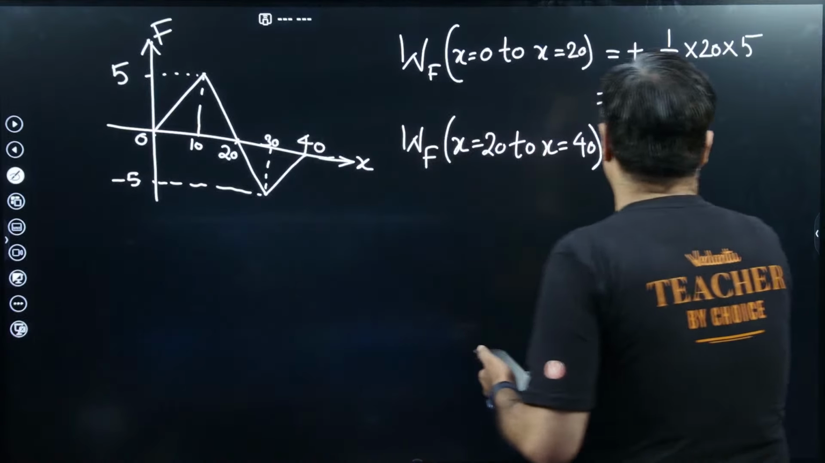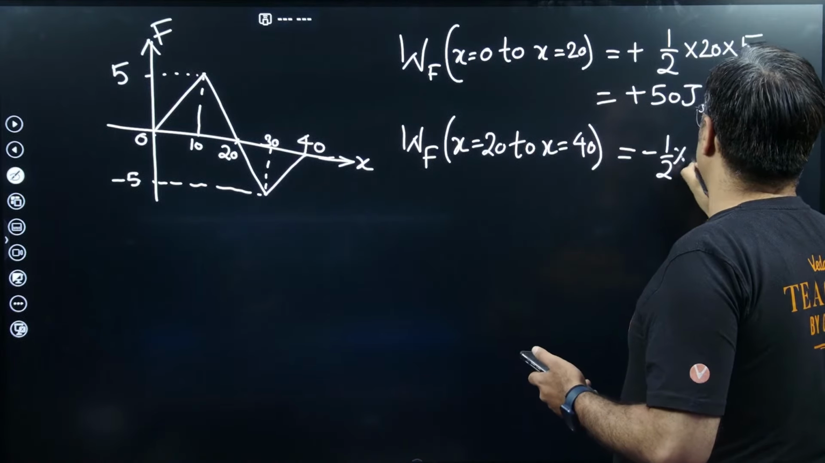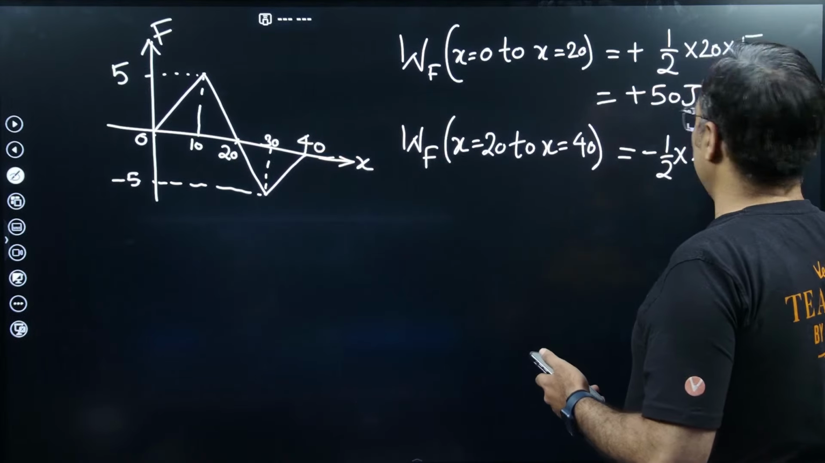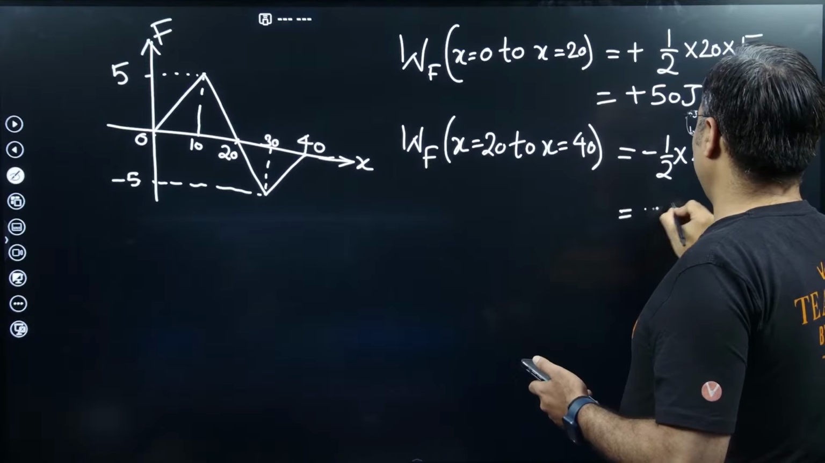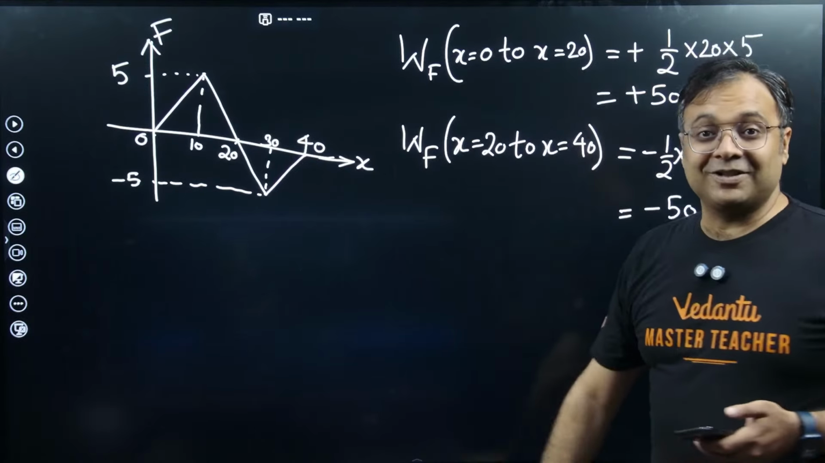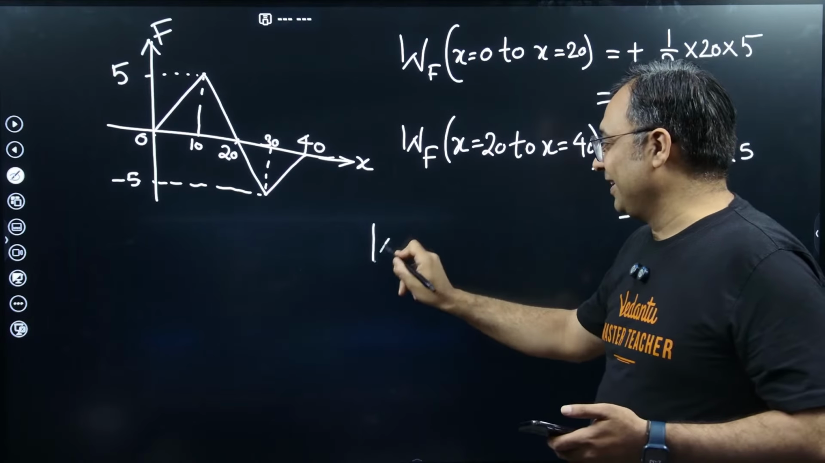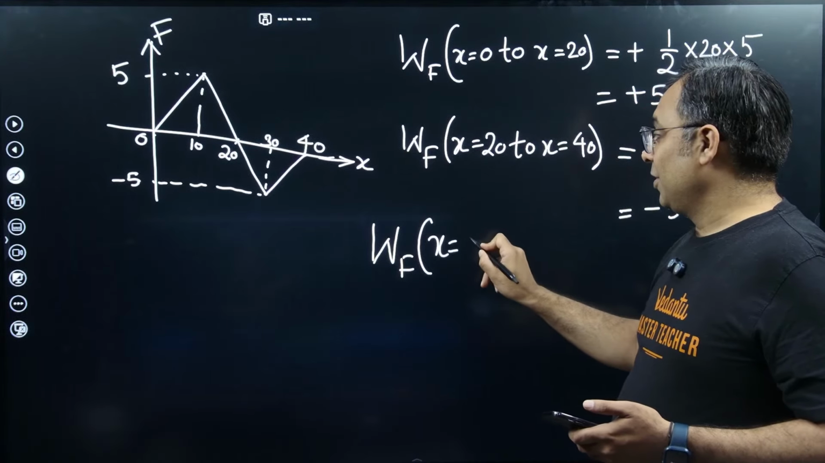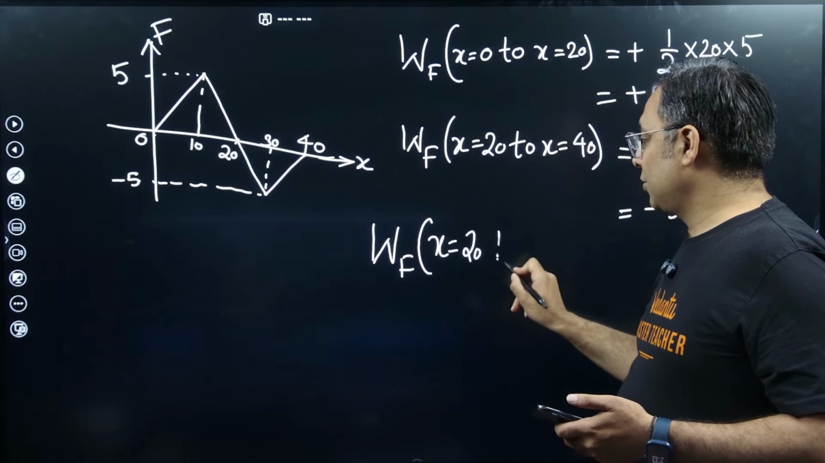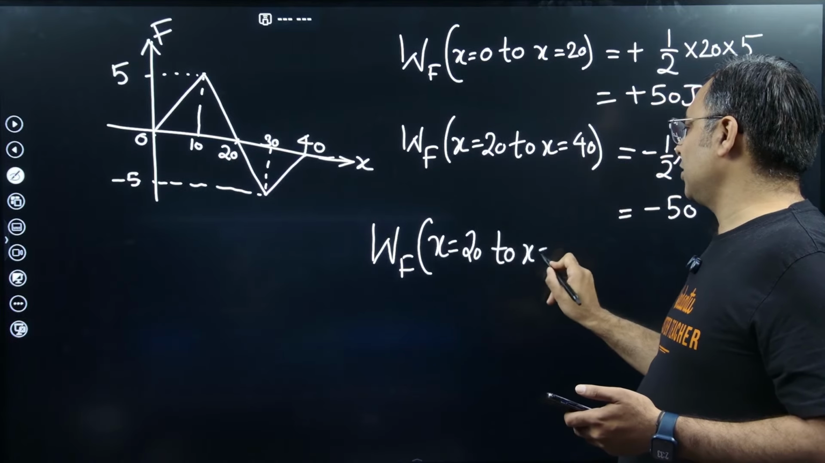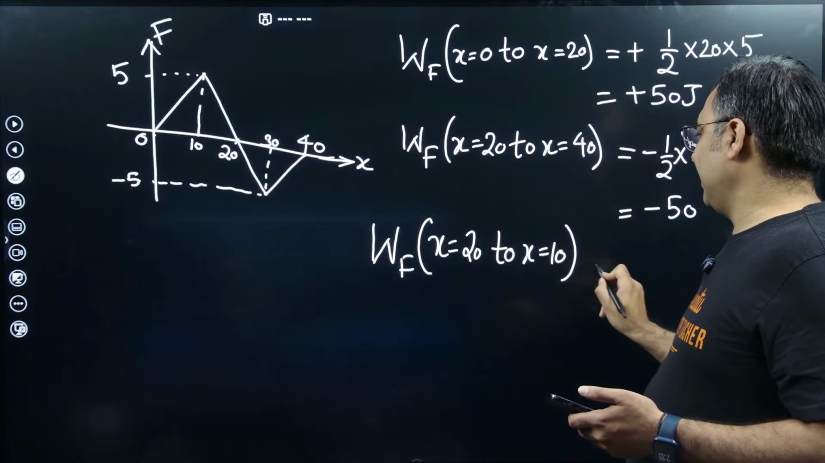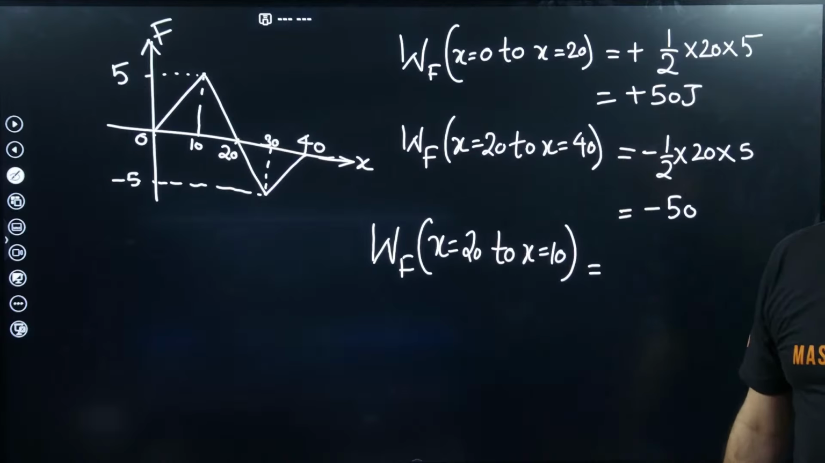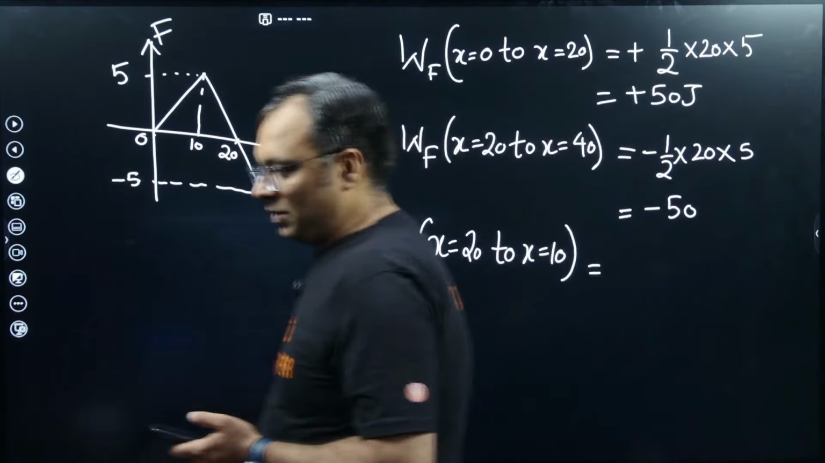So if I write it, I'll write minus half into 20, because 40 minus 20 is 20, into 5. So you get minus 50. Now the question is, from x equal to 20 to x equal to 10, can you tell me this answer? First tell me whether it should be positive or negative.